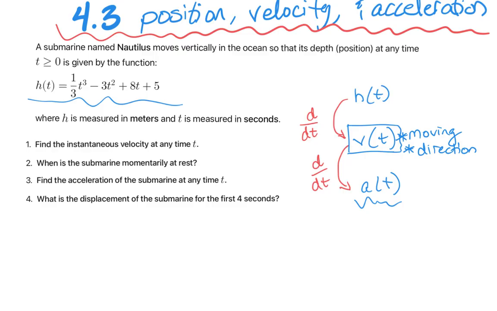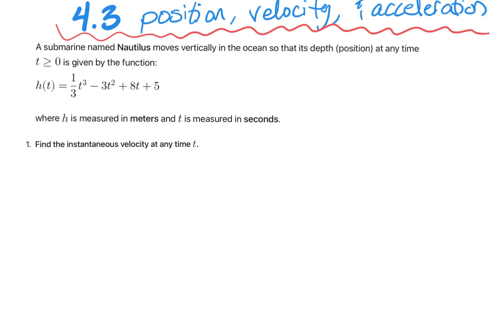So let's check out this first example. It says, find the instantaneous velocity at any time t. If I want to find the instantaneous velocity and I'm given a position function, I know I have to take the derivative of that position function. Whenever we find the derivative, we can call that our velocity. We could say that h prime is equal to our velocity.